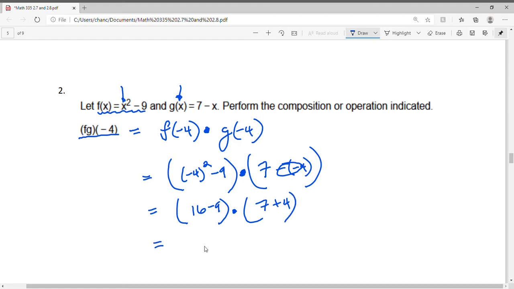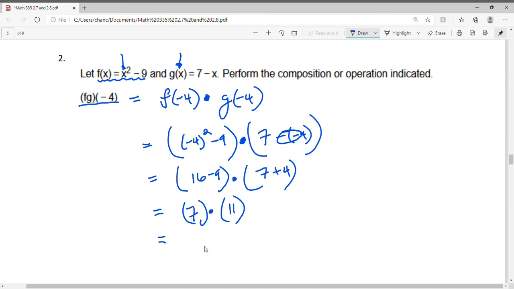16 minus 9 is 7. And 7 plus 4 is 11. 7 times 11 gives us 77. F times g of negative 4 is 77.